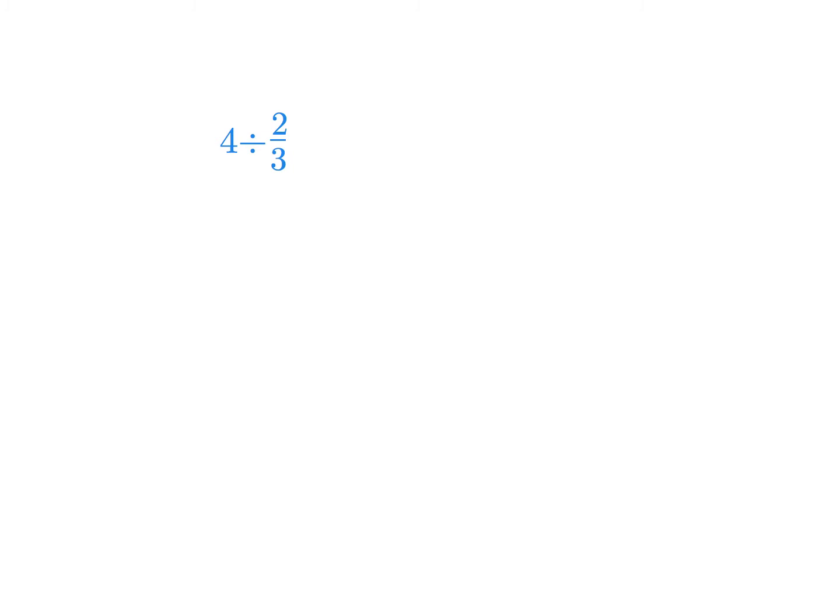So 4 as a fraction becomes 4/1. The division sign becomes a multiplication. And the 2/3, when we invert it, becomes 3/2. And now we have a multiplication sum. So 4 multiplied by 3, that would give me 12. And 1 multiplied by 2 is going to give me 2.